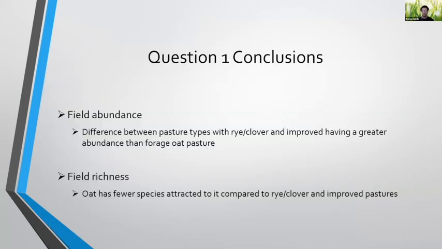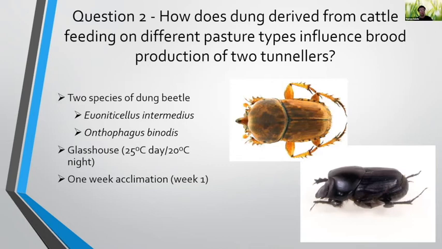So for question 1 conclusion, the field abundance, we're seeing different patterns emerging for the different pasture types, with forage oat appearing to be not as abundant in terms of the number of beetles, sorry, oat pasture derived. And for field richness, oat has fewer species in total compared to the rye clover and improved. So now I'll be talking about my second question, which is how these different dungs actually influence the brood production of the two tunnelers.